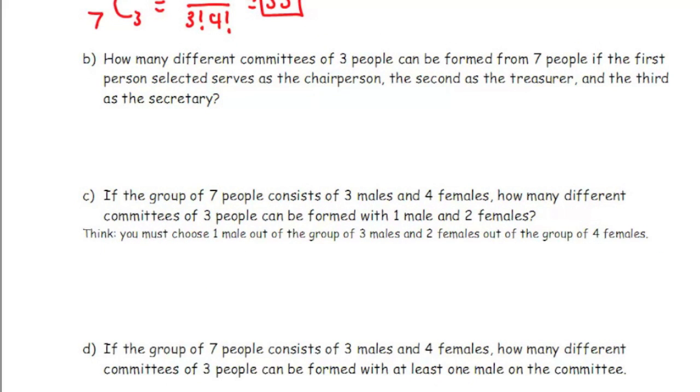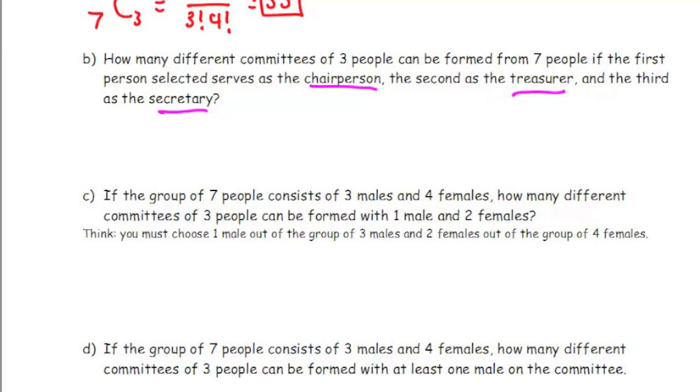Nice. Okay, what about B then? How many different committees of 3 people can be formed from 7 people if the first person selected serves as the chairperson, the second person... So now we're starting to see here that we actually have a particular order that we have to deal with.